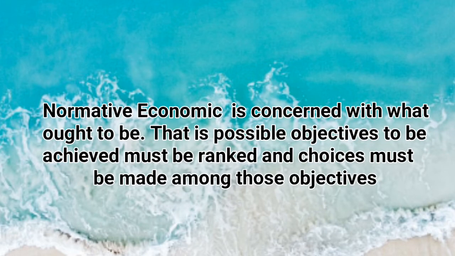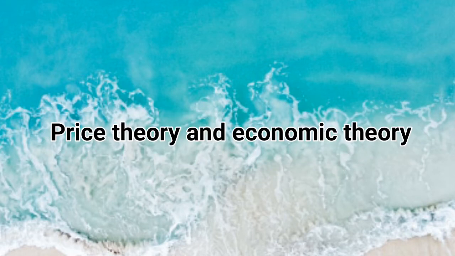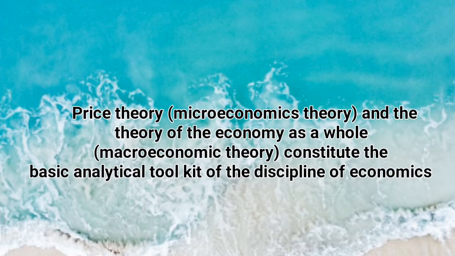Next, we have the normative economics. Normative economics is concerned with what ought to be, that is, possible objectives to be achieved must be ranked and choices must be made among these objectives. Next, we have the price theory and economic theory. Price theory or microeconomic theory and the theory of the economy as a whole, macroeconomic theory, constitute the basic analytical toolkit of the discipline of economics.